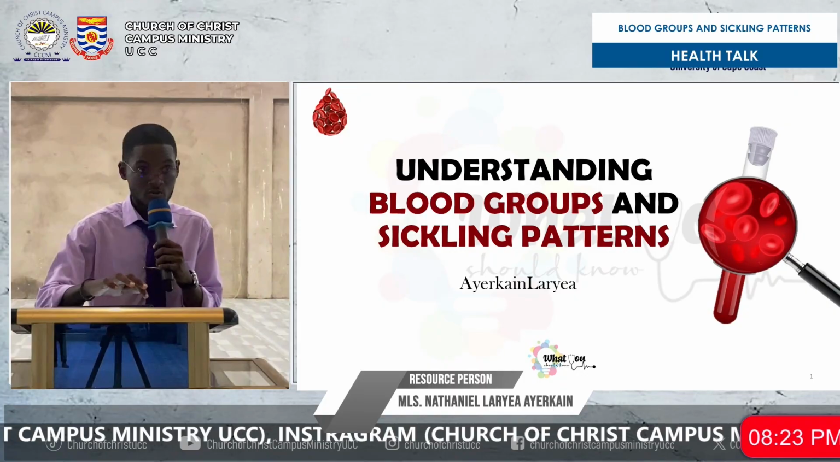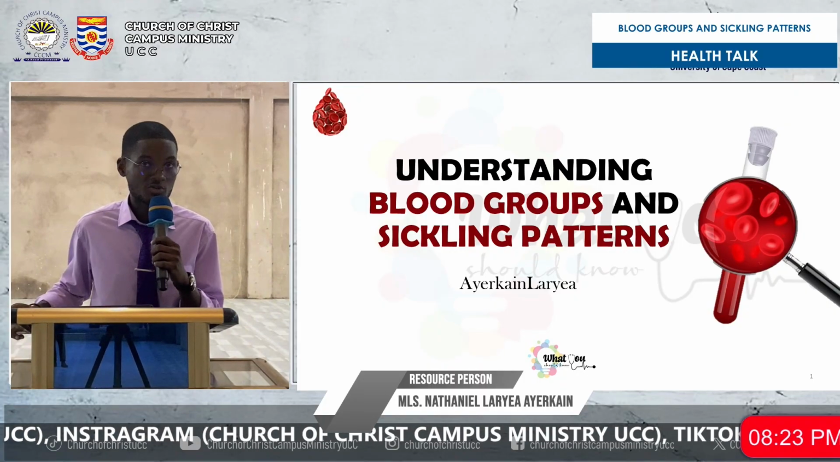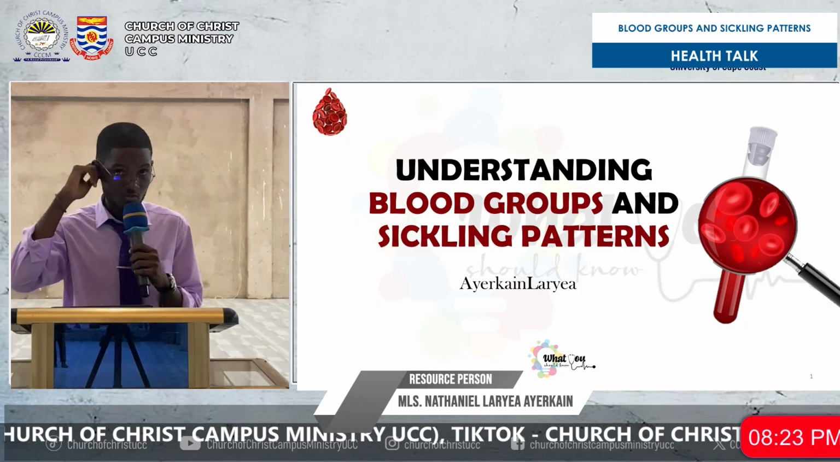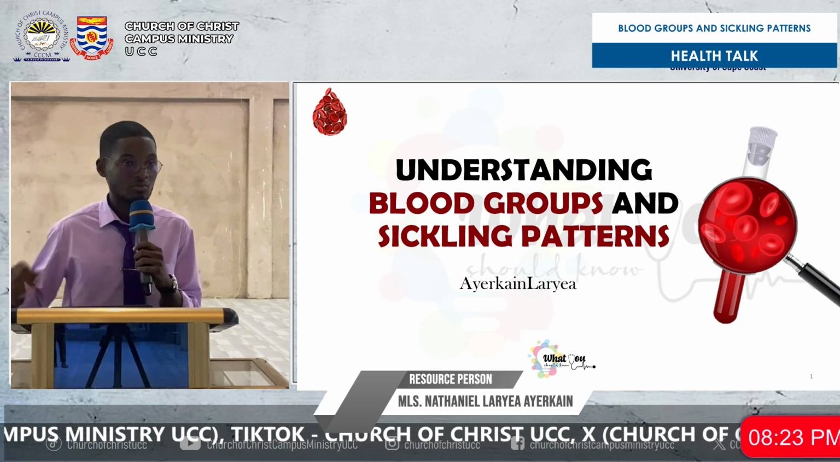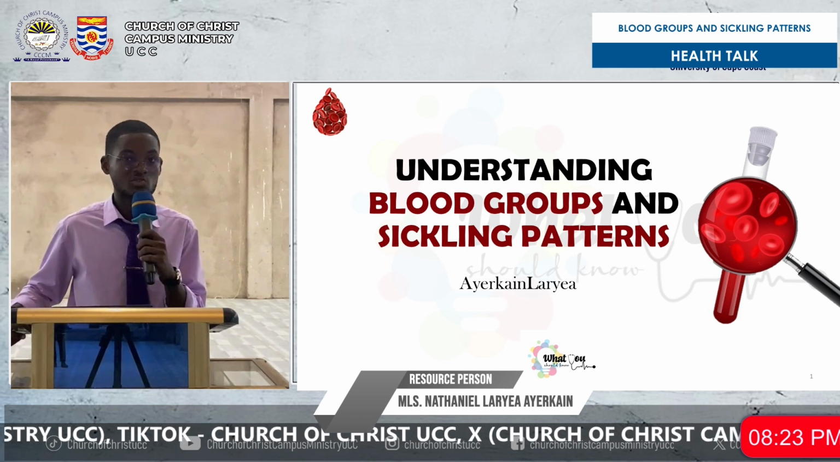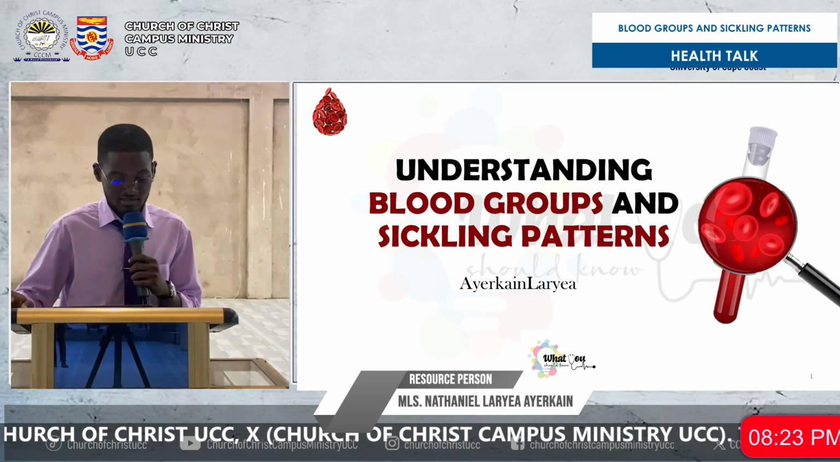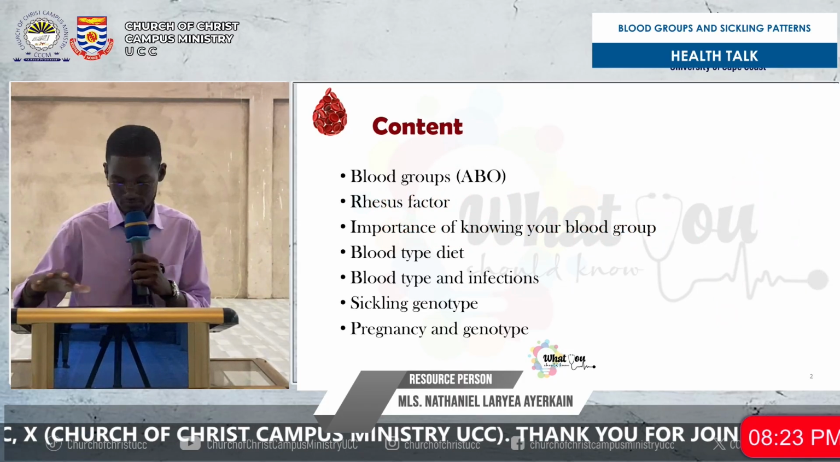Right. So let's go. Today we'll speak generally about blood groups. We'll talk a bit on resource factor. We'll look at why it's important to know your blood group. We'll focus a bit on blood type diets. Then how your blood group influences the rate at which you get some infections and the kind of infections you can get. And then we'll move into sickling and then pregnancy.